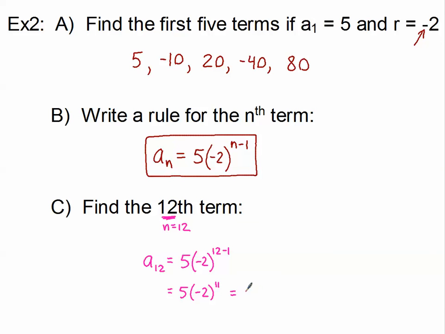I will get -10,240. So you can see with geometric sequences that the terms can get to very large numbers, or I guess very small numbers in this case, very fast. With arithmetic, when we're just adding, the terms don't get that high that fast. These terms get very high, very great, because we are multiplying.